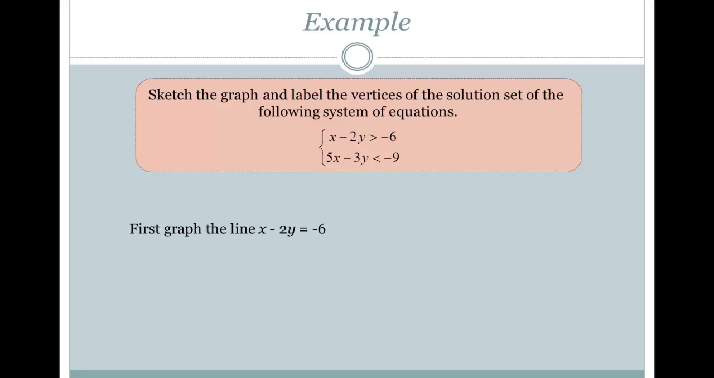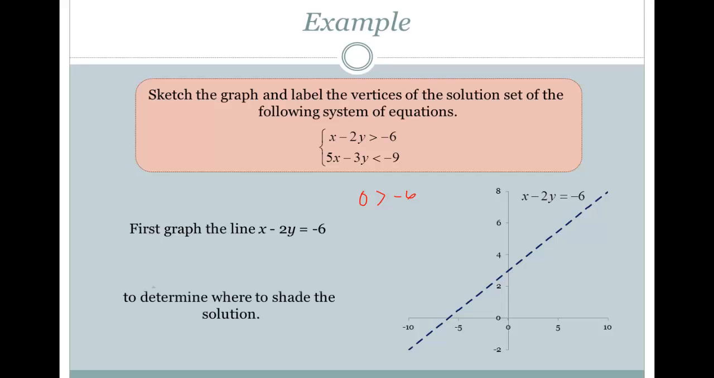x minus 2y is greater than or equal to negative 6, so I want to graph that line. There it is. Again, I want to be greater than that, so I need to test a point. The easiest point to test here is (0, 0). If I test (0, 0), you should see that 0 is greater than negative 6, so I want to shade underneath. So the solution to this first one is all these points down here. Now I need to look at this other one.